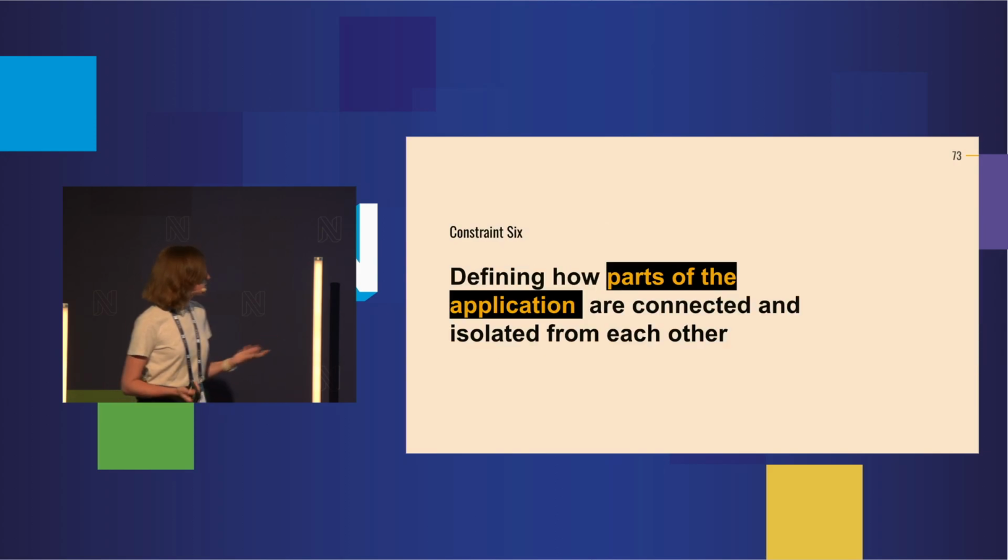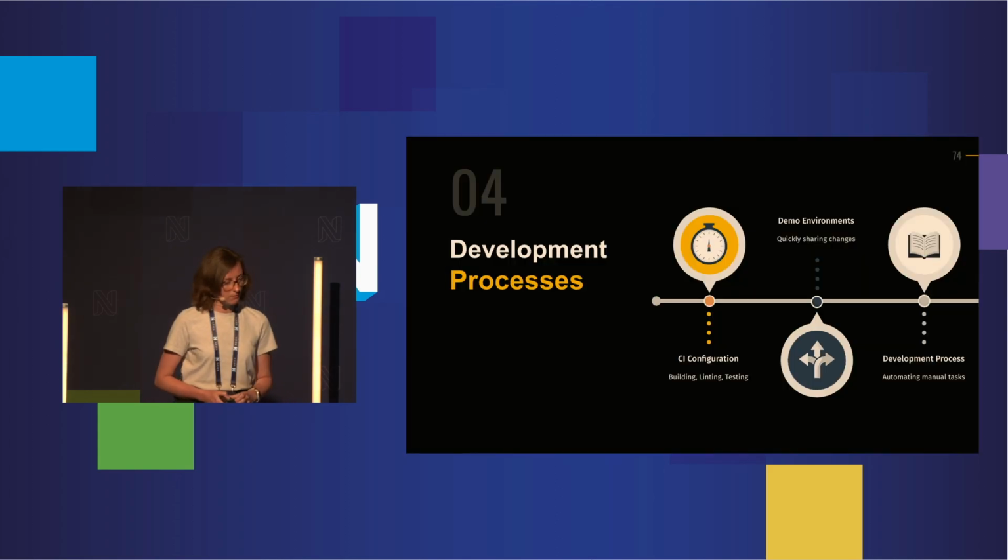So that's the 6 constraints, defining how parts of the applications are connected and isolated from each other. And let's move on to the development processes.